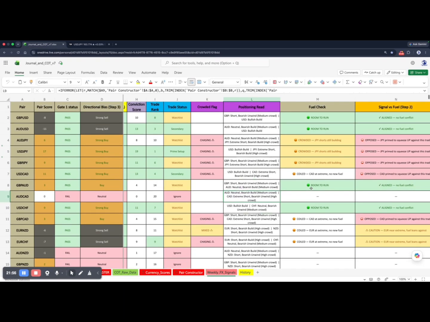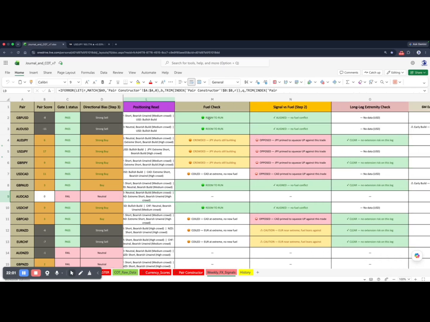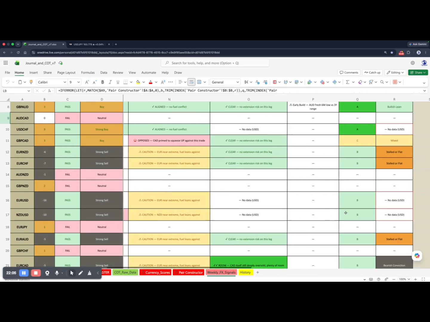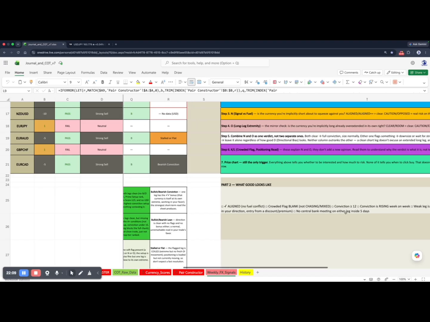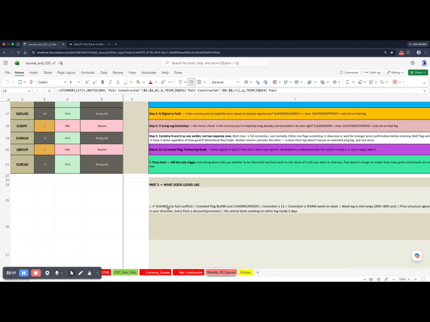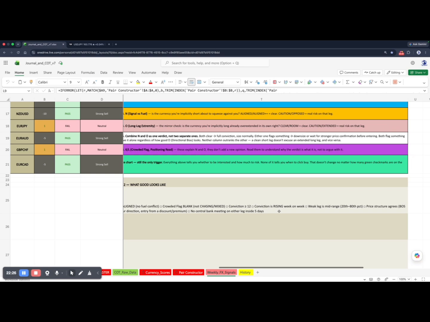So what have I added with this from last time? Column L was still there. Fuel check, that may not have been there. What we're looking for, the ideal setup, I wonder if I've written it down here. What good looks like? Aligned, no fuel conflict, crowded flag blank, so you're not chasing, or mixed, which means you're getting in early. Conviction plus 12. Conviction is rising week on week, so you'd monitor that for 2 to 3 weeks in a row.